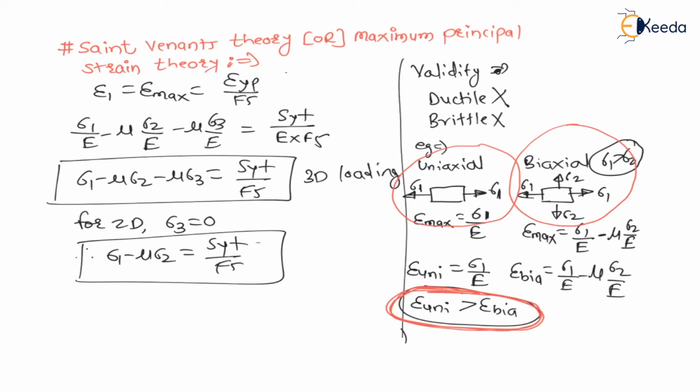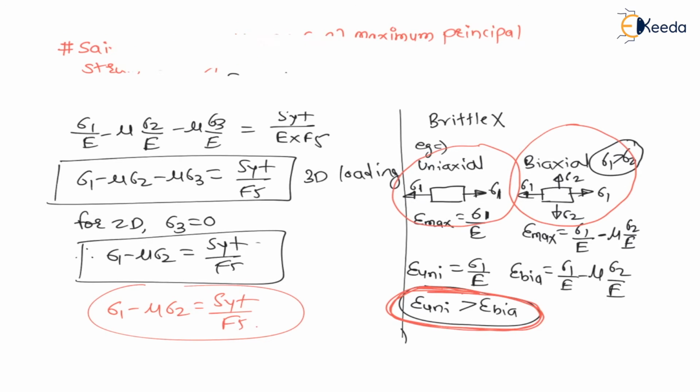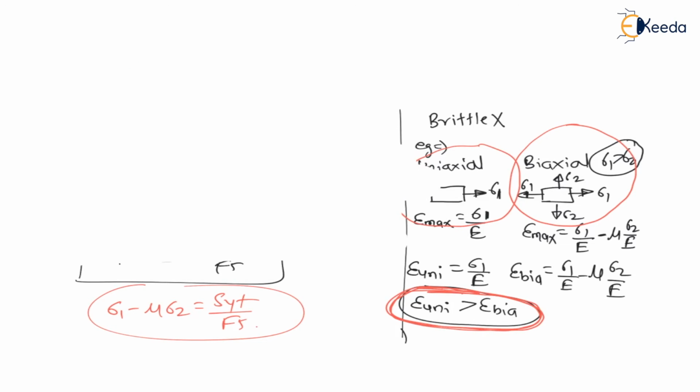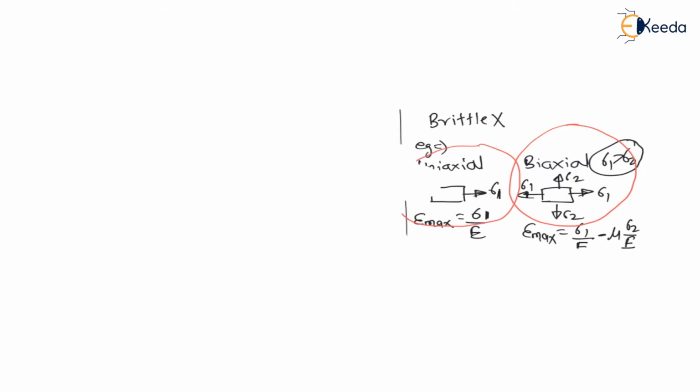Therefore, this Saint-Venant theory is not applicable for both ductile as well as brittle material. And the theory says that for 2D, sigma 1 minus mu sigma 2 is equal to SYT divided by factor of safety. Now, for this theory also, we have to see the graph. What will be the graph for Saint-Venant theory or maximum normal strain theory? Now see, we will draw a graph for this theory.